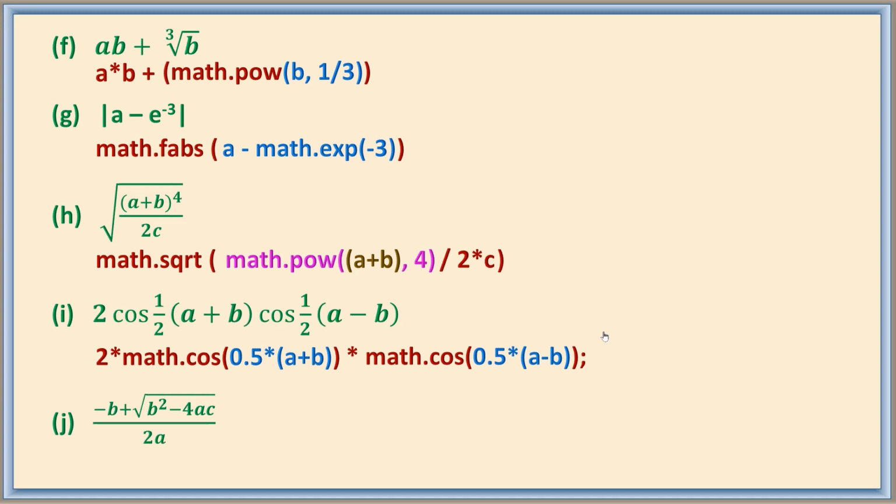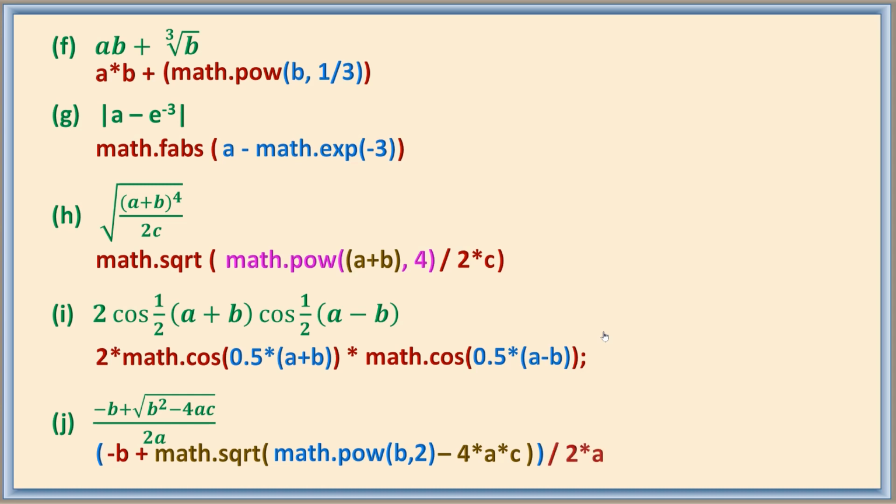Next, minus b plus whole root of b squared minus 4ac whole divided by 2a. First, minus b plus math.sqrt of math.pow of b comma 2 minus 4 into a into c, whole divided by 2 into a. So we need to put another bracket over this statement divided by 2 into a. See, if it is b square, you are free to write b star star 2. That is an operator. Using the operator also you can write.